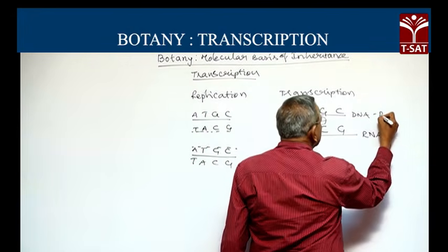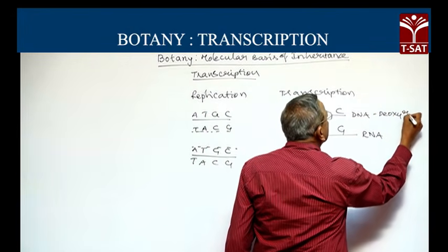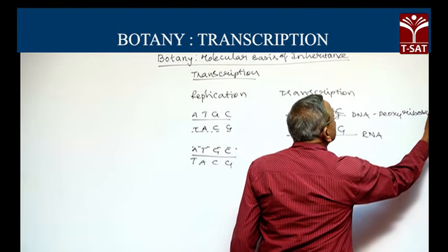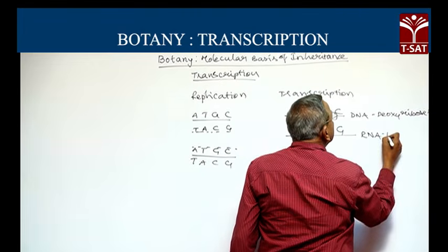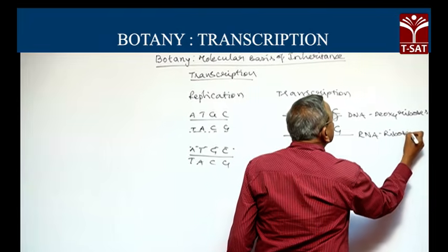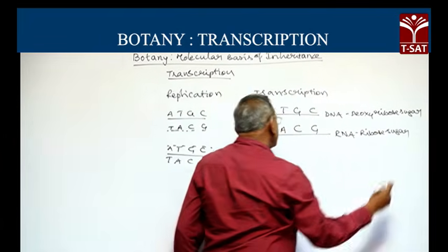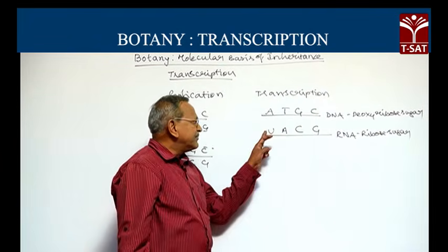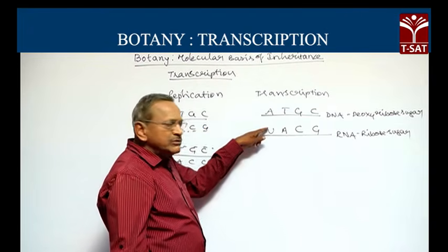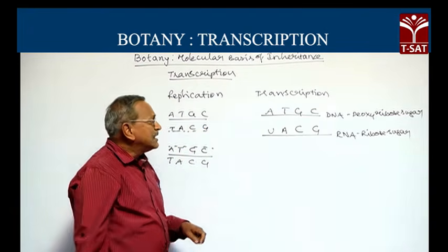Here we have deoxyribose sugar. Here we have ribose sugar. So instead of T, U will be here in case of RNA.